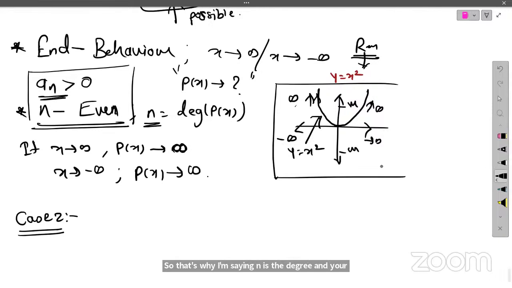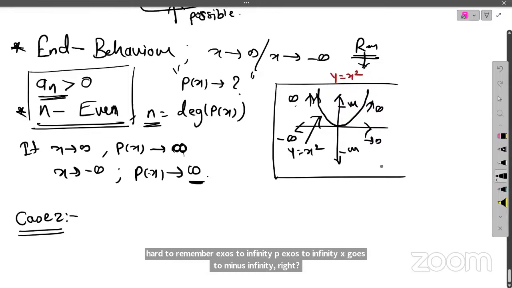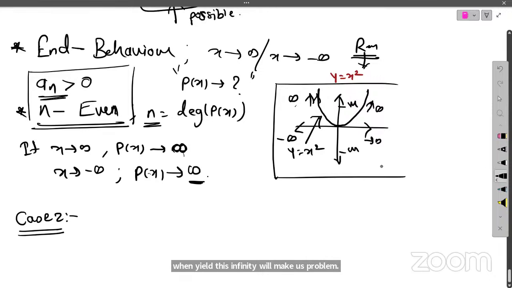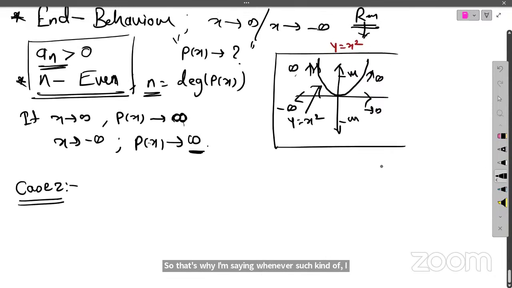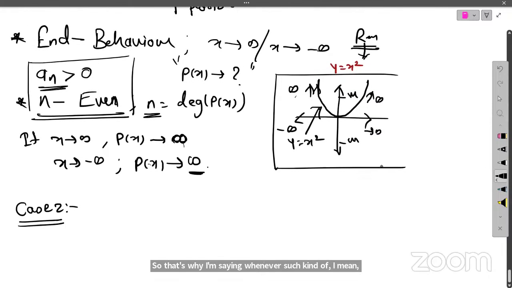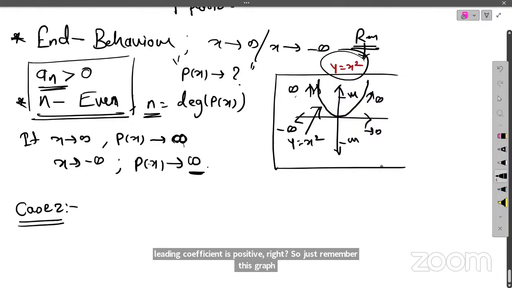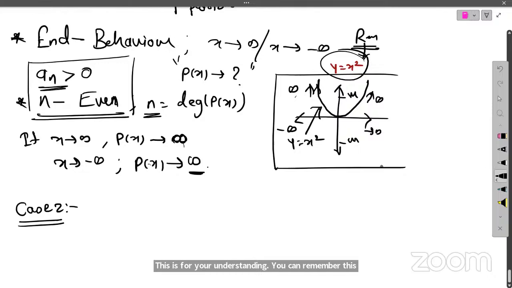Now it's very hard to remember: x goes to infinity, p(x) goes to infinity, x goes to minus infinity, right? Here the infinity will cause us a problem. That's why I'm saying, whenever you have an even degree polynomial whose leading coefficient is positive, just remember this graph. This is for your understanding. You can remember this whole thing via the y = x² graph, right?